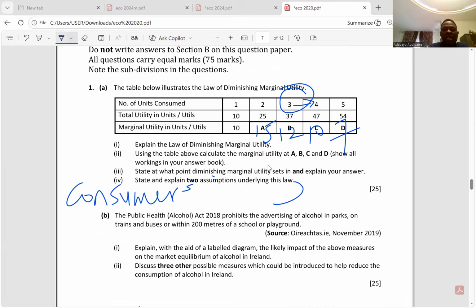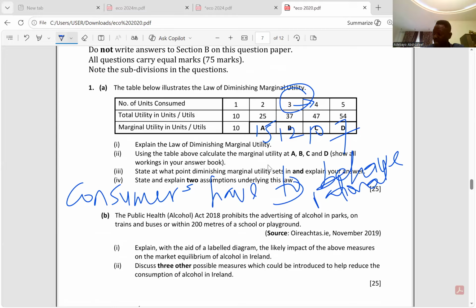Consumers have to behave rationally. That's the first assumption. And the second assumption is that the additional unit consumed will bring no additional satisfaction. So when you take the first bottle of water, the second bottle, taking the third, you won't have the same satisfaction. And that is why you have to stop. So the additional unit consumed will bring no additional satisfaction.